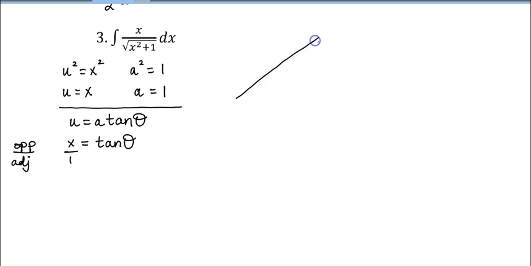I'll go ahead and set up that triangle. I'll choose to put theta there. I'll make the opposite side of theta x and the adjacent side of theta 1, which does make the hypotenuse the square root of x squared plus 1.